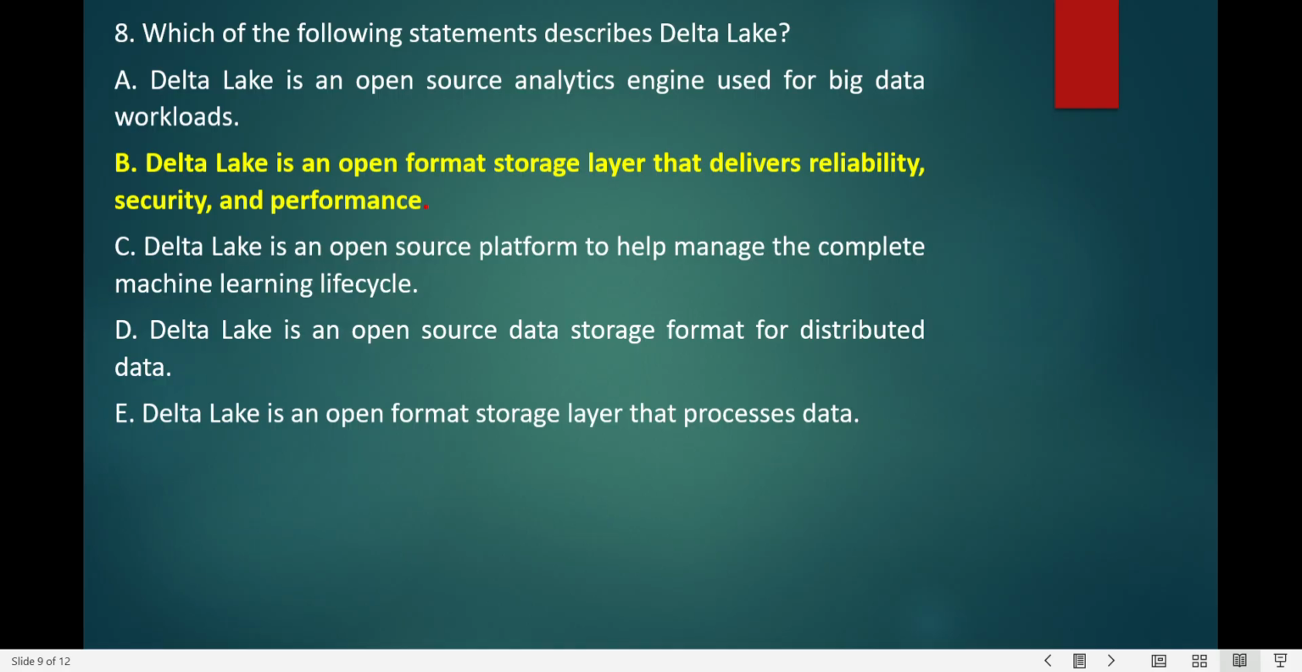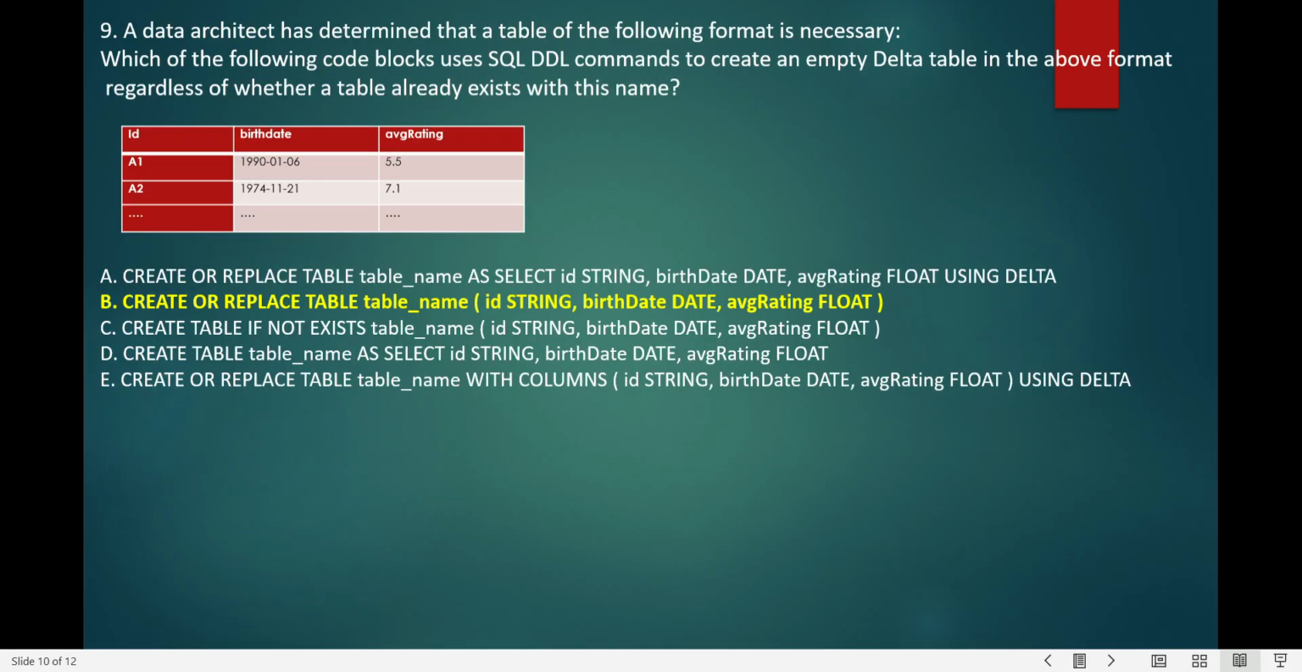Option C, Delta Lake is an open source platform that helps manage the complete machine learning life cycle. It describes MLflow, not Delta Lake. Delta Lake is an open source data storage format for distributed data. So partially it is true, but it is incomplete and vague. Delta Lake is not a new file format. Option A, Delta Lake is an open format storage layer that processes data. Again, processing is done in an engine like Spark, not in Delta Lake. So the correct answer is option B.